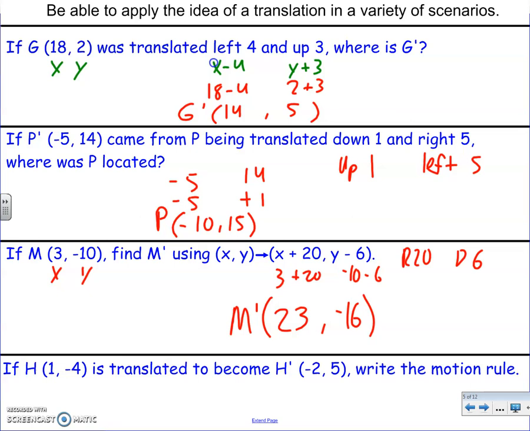All right, down here, if H is at 1, -4, translated to become H prime at -2, 5, what's the motion rule? How does 1 turn into -2? You're subtracting 3. So given our original point, subtract 3 from x. Then how does -4 turn to 5? You're going up, you're adding 9. So y plus 9. There's our motion rule.